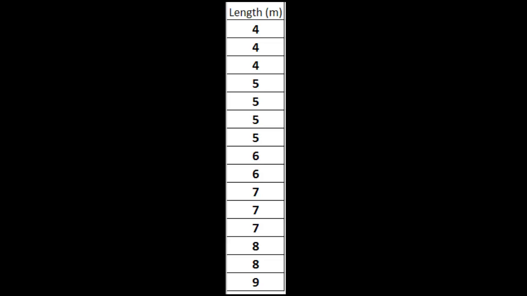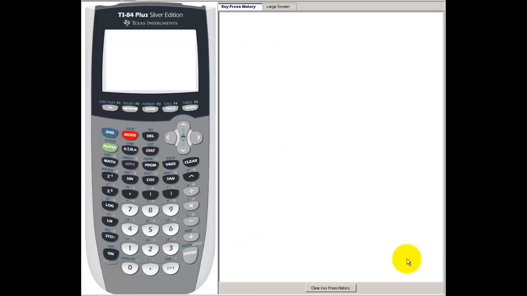Here's a data set that we're going to use to look at how to make histograms. This is raw data in its pure form with lots of repetitive values. Take some time here to pause the video and enter this data into your calculator.